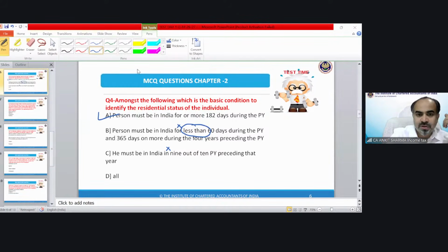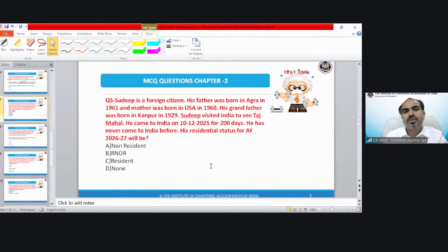Next is question number 5. Sudeep is a foreign citizen. As I have asked you in the last class also, please identify your question. When you read the question, identify whether it is going to be part of A category or B category. If you have identified this correctly at the start, the solution will be really easy for all of you. So Sudeep is a foreign citizen, and when somebody is a foreign citizen and not a person of Indian origin, then of course the A category applies, but it's not completed yet.